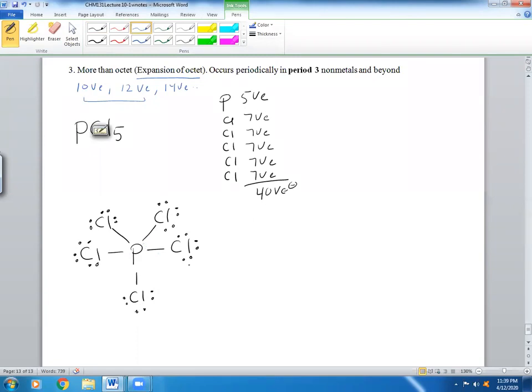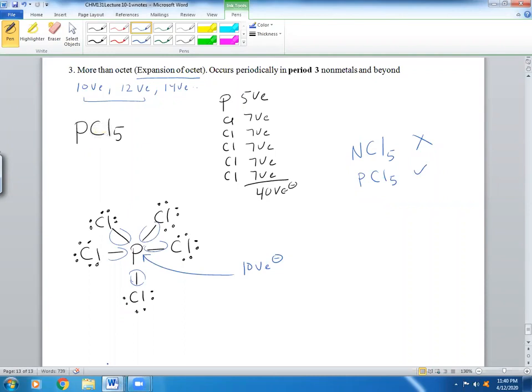How many electrons does it have? It has 2, 4, 6, 8, and 10. It has 10 valence electrons. So yes, it can go above 8. Why is that? Why is P allowed but not N? For example, you'll never see this: NCl5 does not exist, but PCl5 does exist. Well, it has to do with quantum numbers, and that's why we talked about that.